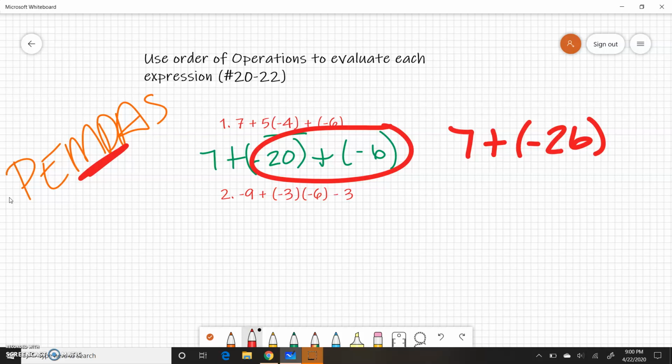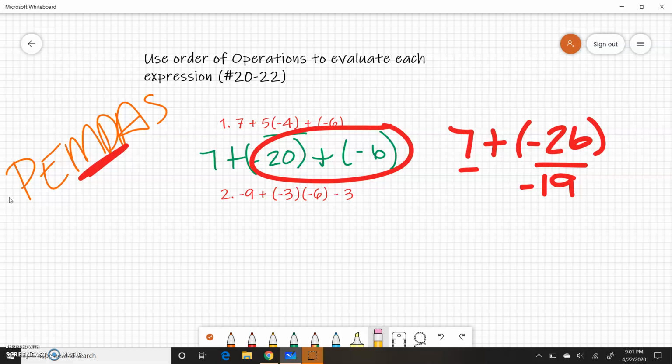Okay, this is like what we did on Tuesday. If you're at 7 and you go back 26 on your number line, or you could think of it as if your signs are different, then you subtract them. So 26 minus 7 would leave me at 19. And I look at the number that has the greater absolute value, 7 or 26, and that's 26, so it would be negative 19. So you just have to go through these step by step by step by step.